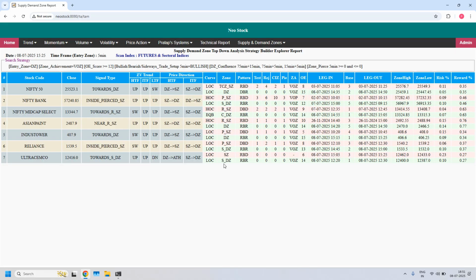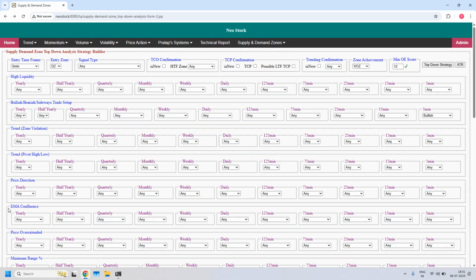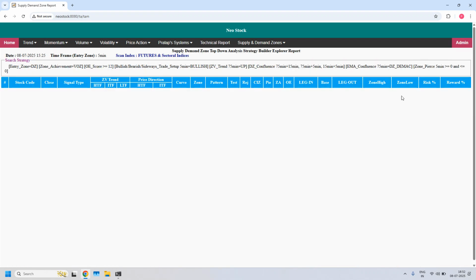That is 5 minutes, 15 minutes and 75 minutes demand zone confluence. And the 75 minutes trend is up in some stocks. Some are sideways. We will eliminate sideways. Let's verify EMA confluence. At 75 minutes time frame, checking if the 75 minutes demand zone has daily EMA. At the same time, the trend on the 75 minutes should not be sideways. It should be only uptrend because it is a bullish trade setup. None of them are having EMA confluence.